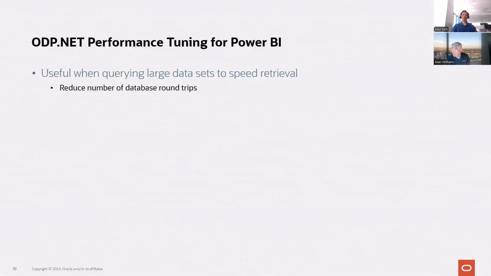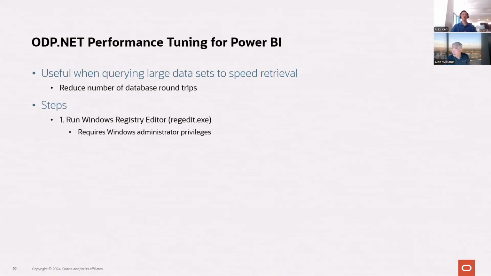Specifically, when you're querying large data sets, maybe hundreds of megabytes you want to retrieve, one common way to improve the retrieval time is to reduce the number of database round trips. Normally you would do that through code and determining fetch size, but here you have to set this in your configuration, specifically in the registry. To do that, you do it on your on-premise data gateway or your Power BI desktop machine. You use regedit.exe. This does require Windows admin privileges.